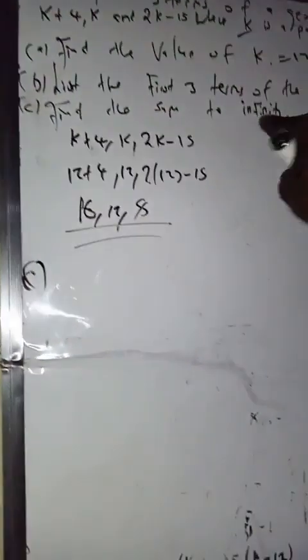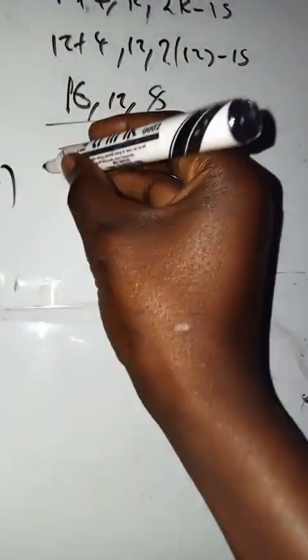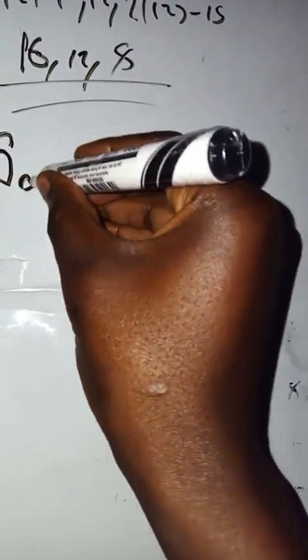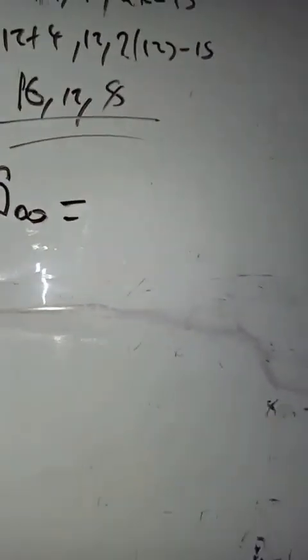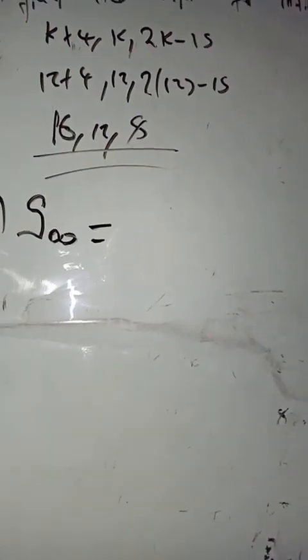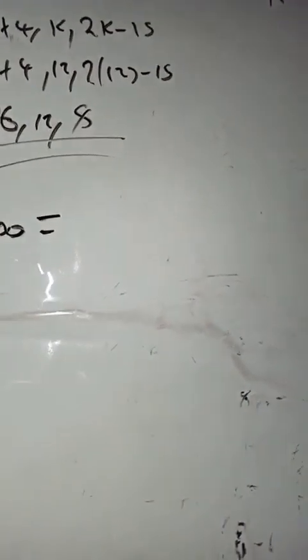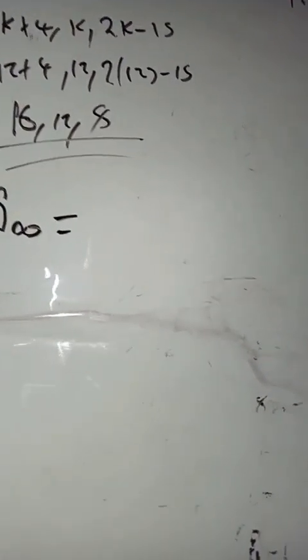Then find the sum to infinity. This is the formula that I use. The formula I use for finding sum to infinity, use this symbol for sum to infinity. This is a formula. You should memorize this. Actually, I think in paper 2, you actually have formulas.